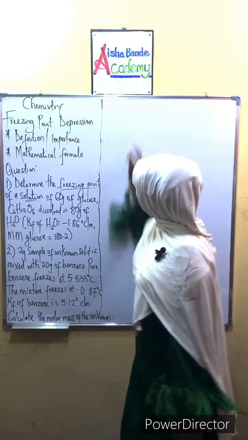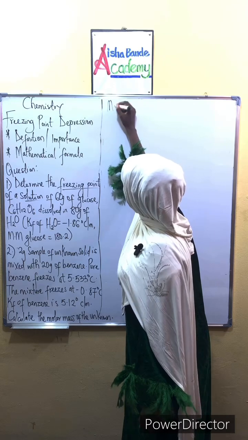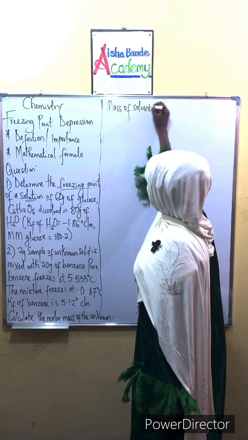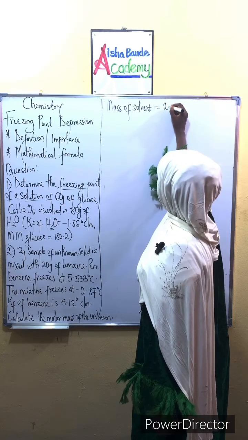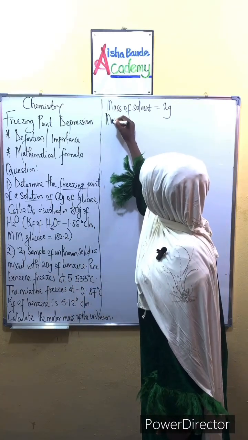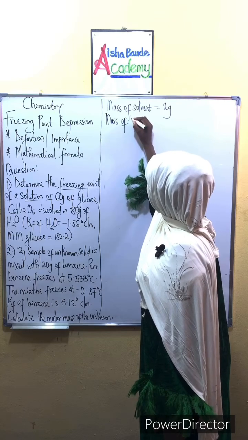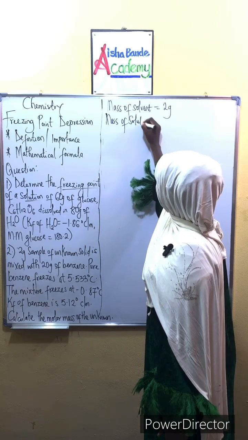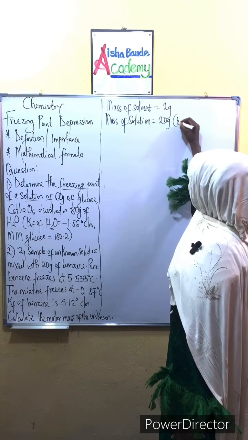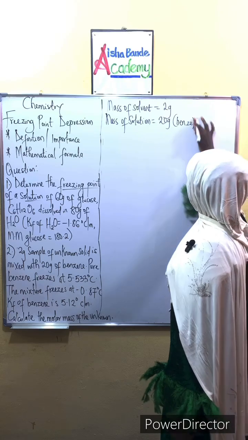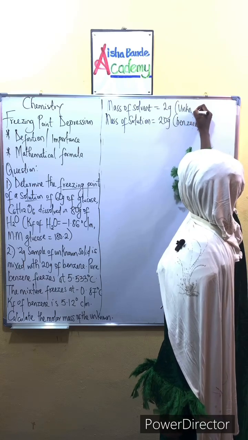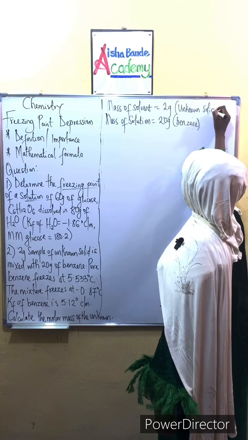So 2 grams of unknown solid means the mass of our solvent. The mass of solvent is equal to 2 grams, mixed with 20 grams of benzene. So this is the mass of solution. The solution in this case is benzene, so let's call the mass of solution, which is equal to 20 grams. Let's put this in the bracket. So this is the benzene as the solution, and then the solvent, which is the unknown solid. We don't know which solid it is.